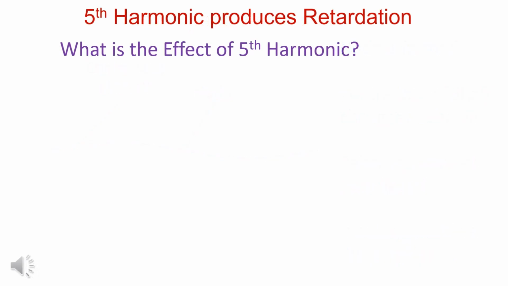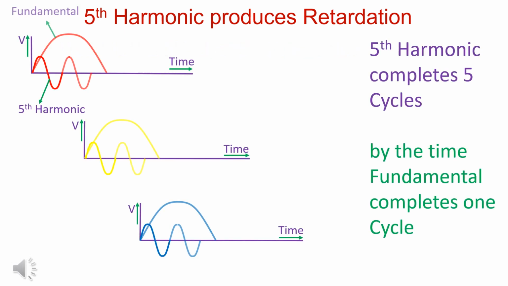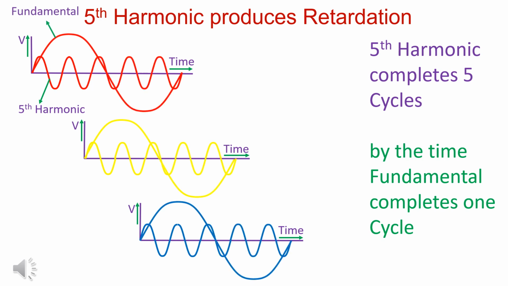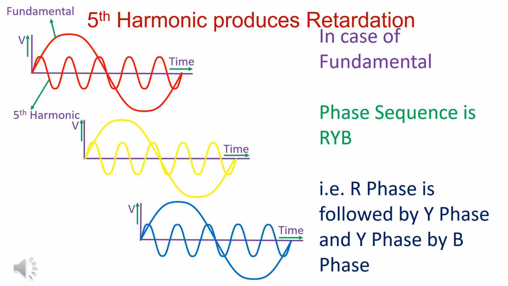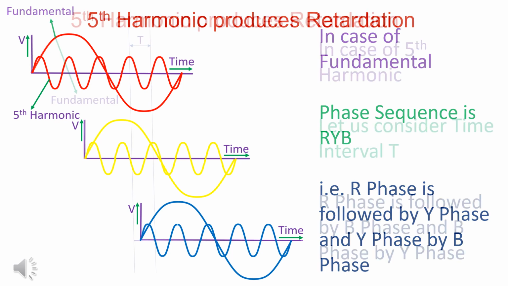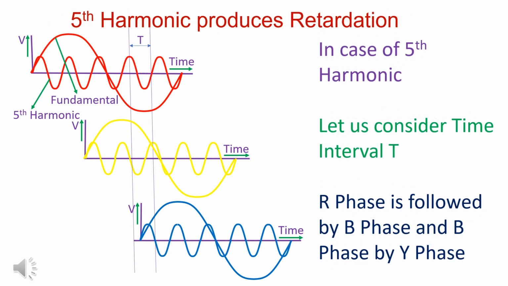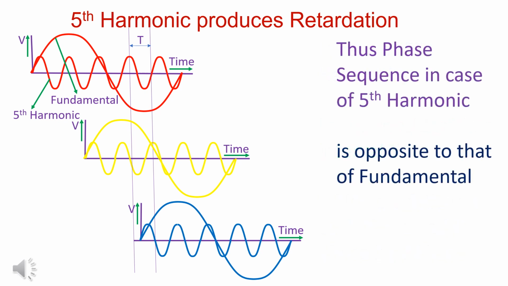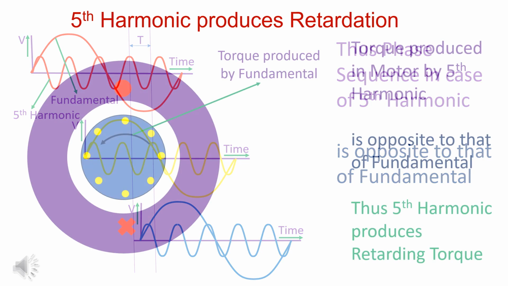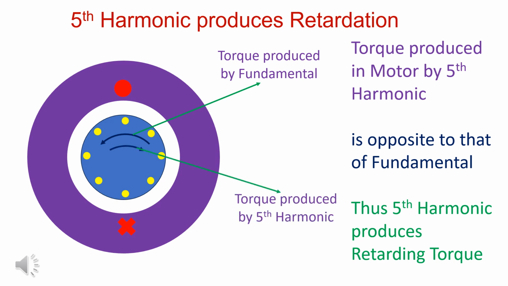What is the effect of fifth harmonic? Voltage of fifth harmonic moves 5 times faster. In the case of fundamental, phase sequence is RYB. In the case of fifth harmonic, phase sequence is RBY. Phase sequence in case of fifth harmonic is opposite to that of fundamental. Hence, torque produced by fifth harmonic is opposite to that of fundamental. Thus, fifth harmonic produces retarding torque.